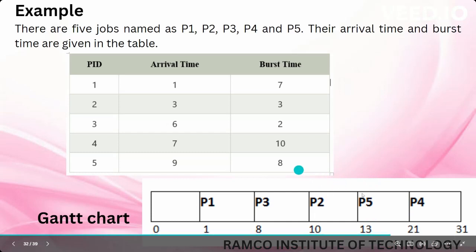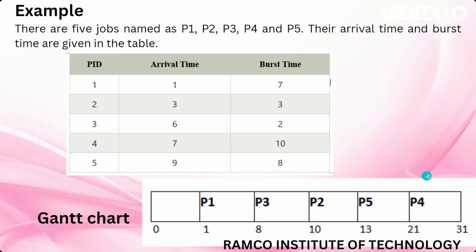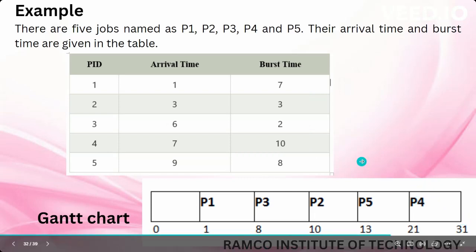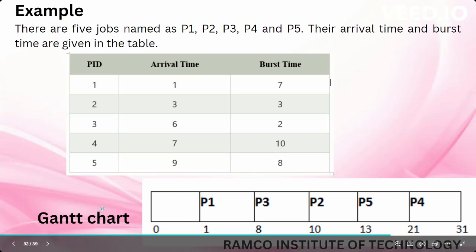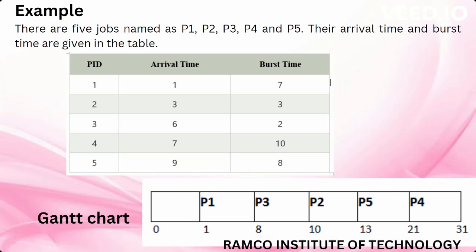13 plus 8, 21. So the last process will be P4. P4 will be executed for the next 10 units of time because the burst time of P4 is 10. So the completion time of P4 is 31. 21 plus 10, 31. So this is the Gantt chart for the shortest job first scheduling. From this Gantt chart, we can find the completion time of each process.